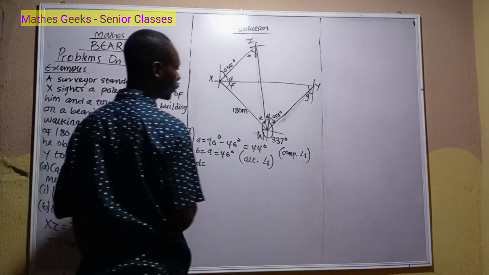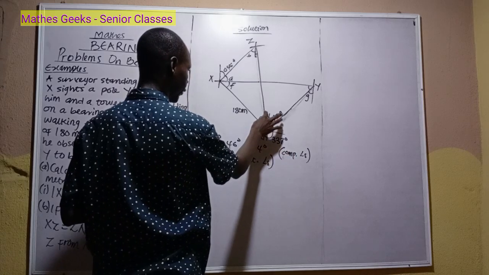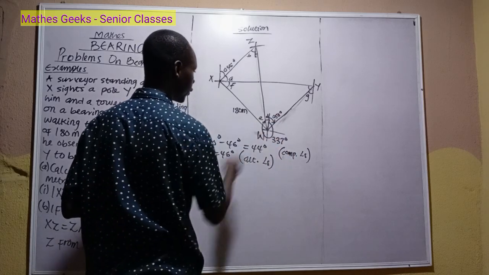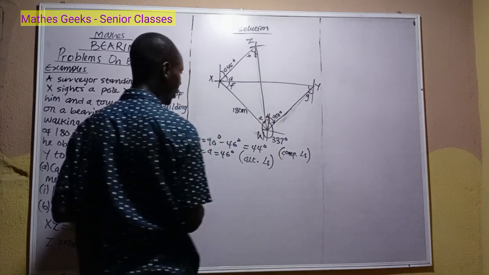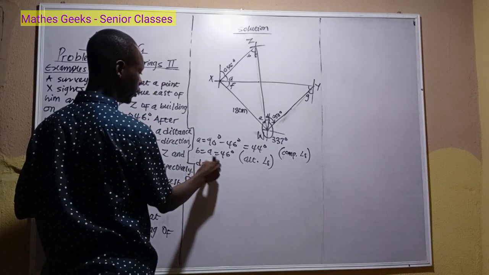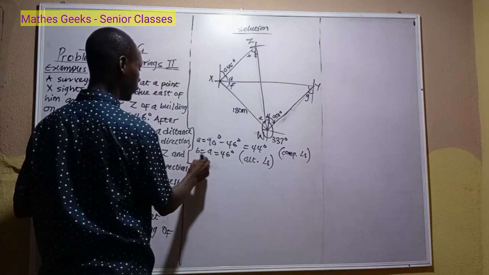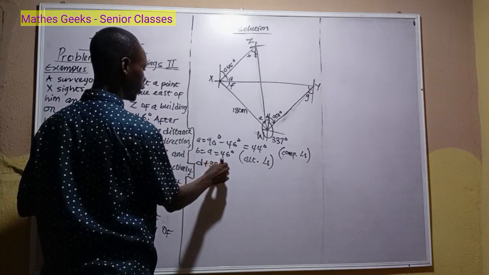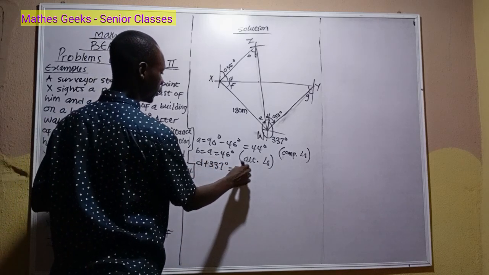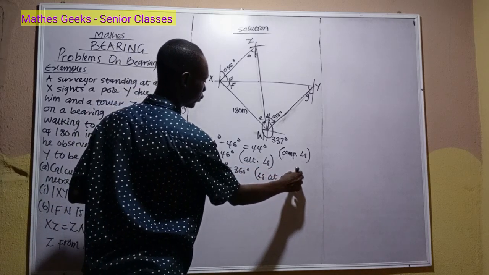D is from the north to this line, so that's 337 degrees. So 337 degrees with D makes angles at a point. So D plus 337 degrees is equal to 360 degrees. Why? Angles at a point.